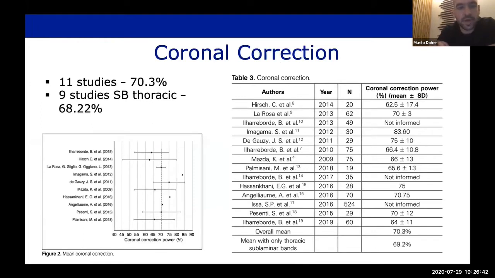About the coronal correction, we had a 70% rate of coronal correction that was quite similar to the results that other studies showed using other techniques such as pedicular screws, and a little bit higher than Dr. Sebastien showed in his paper.